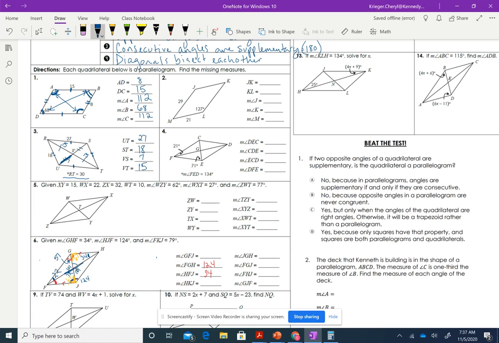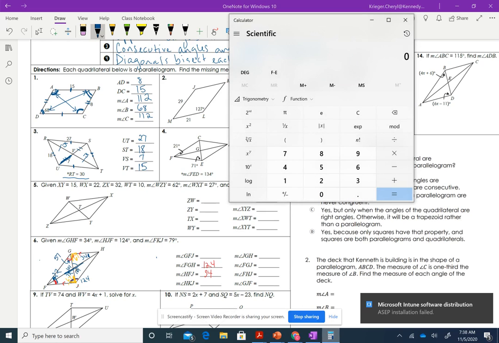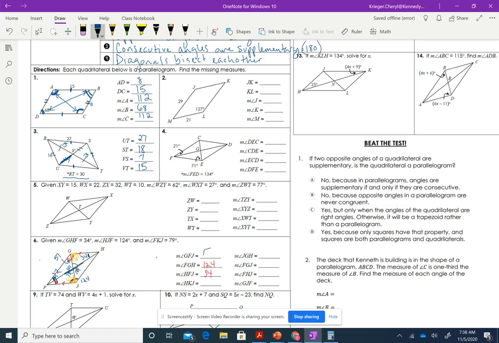And then I figured out that that red angle was, I can't even remember. It was 34. So if this red angle is 34 and this one is 22, I can put them together. 34 plus 22. So you get 56. Okay, so GFJ is 56. So that's 56.